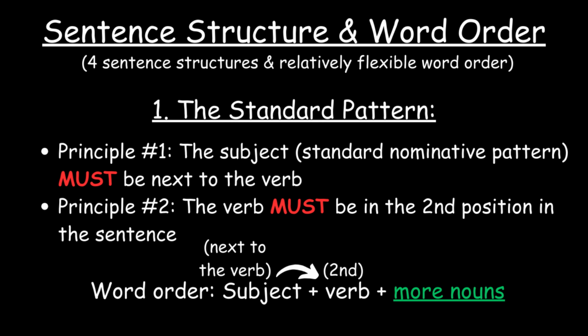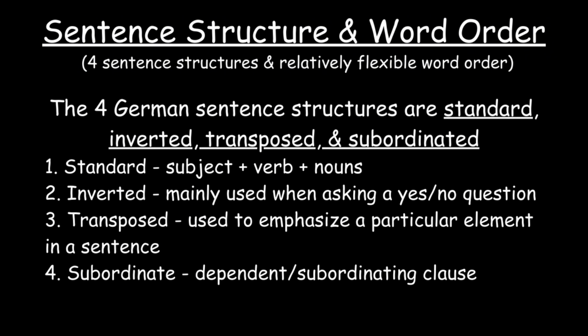So now we can see other sentence structures and how to know when to use each one. The second pattern is inverted, and it's mainly used when asking a yes or no question. The third pattern is transposed, and it's used to emphasize some element in a sentence. The last pattern is subordinate, and it's dependent, also known as a subordinating clause. That being said, let's expand every sentence structure.